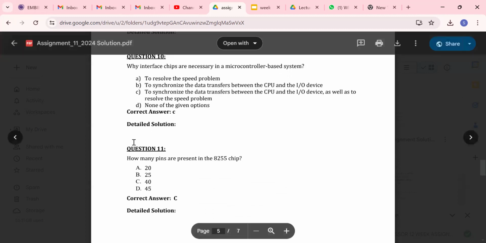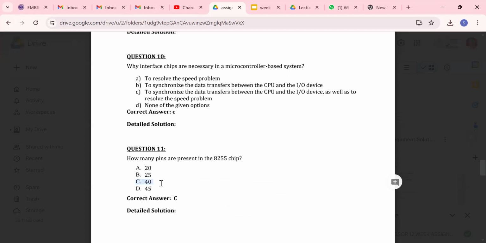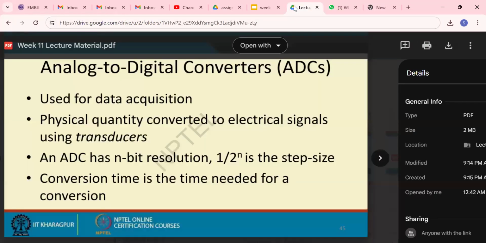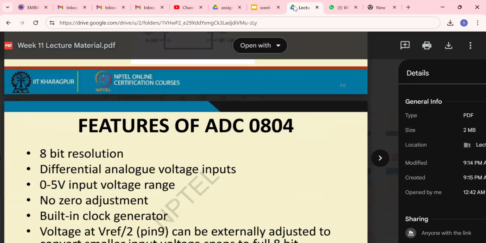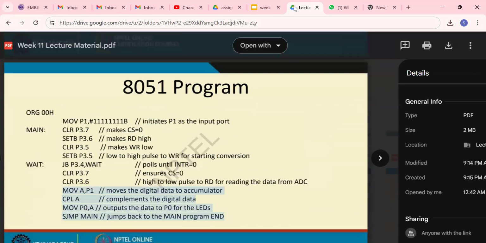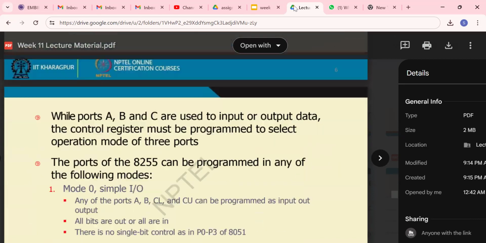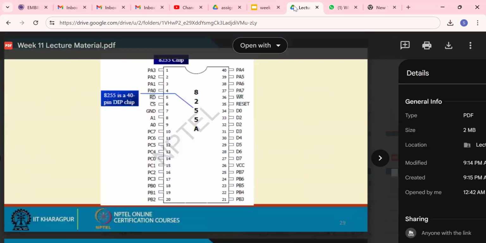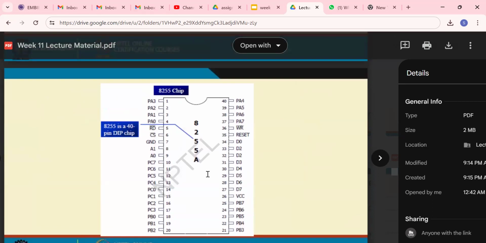How many pins are present in 8255? 8255 also has 40 pins. So 40 pins. Now we all know that 24 pins are allocated for port A, port B, and port C. Okay, and two pins for supply and ground. So 26. Then we have all the control signals: write bar, read bar, chip select bar, A1, A0, reset and all. So you have to remember that 24 pins for, I think I will go there and I will write it.